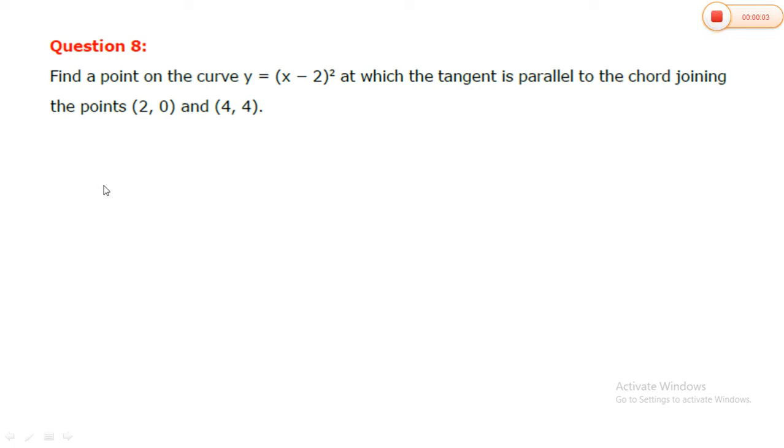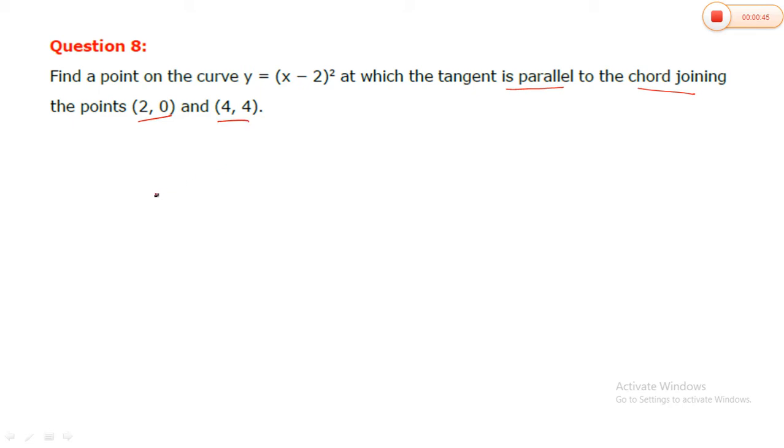So in this module, we are continuing the slope of tangent and normal. Here the question is: find a point on the curve y equal to (x minus 2) whole square at which the tangent is parallel to the chord joining the points (2, 0) and (4, 4).